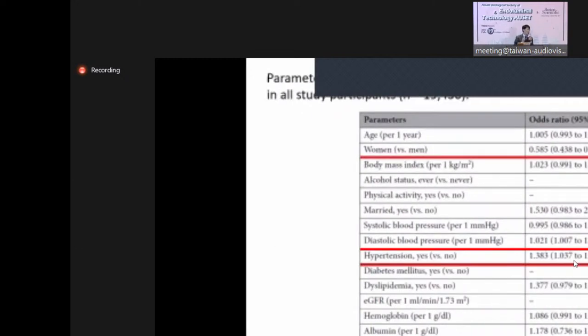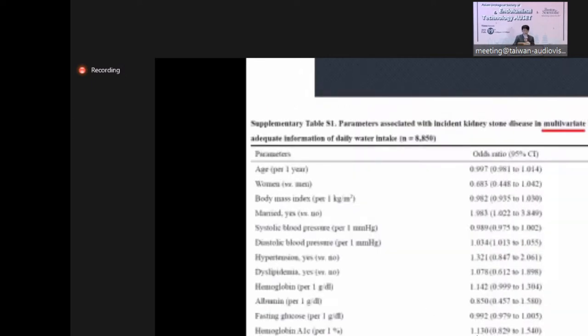When we adjusted for the confounders, we could find that secondhand smoke exposure is still related to a higher incidence of kidney stone disease. The risk ratio is 1.643. And there is another very important risk factor for stone formation, the daily water intake. So we also adjusted for this confounder, and the results are similar. Secondhand smoke exposure is still related to a higher incidence of kidney stone disease.